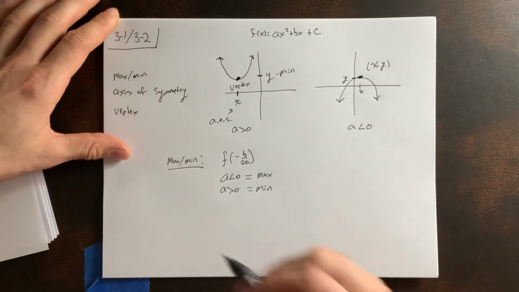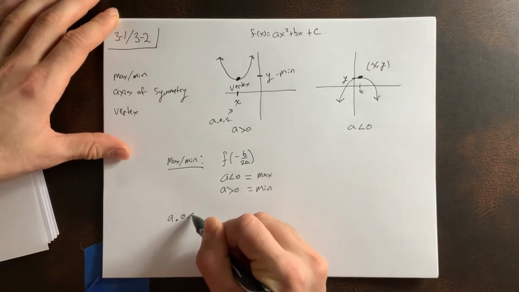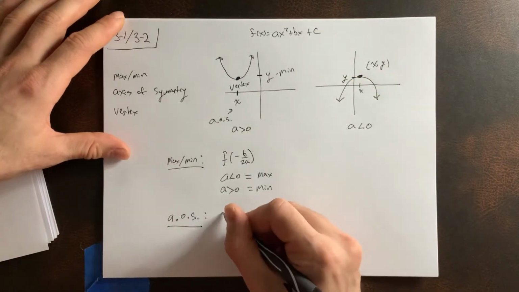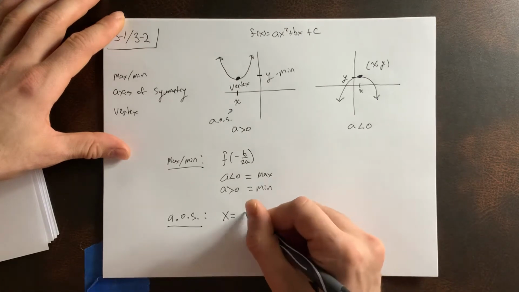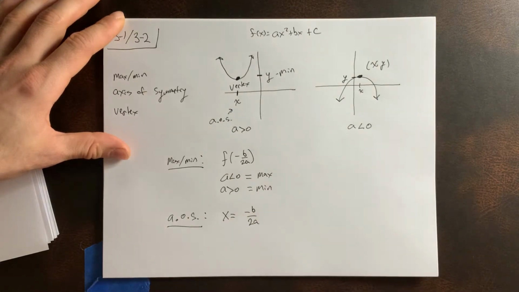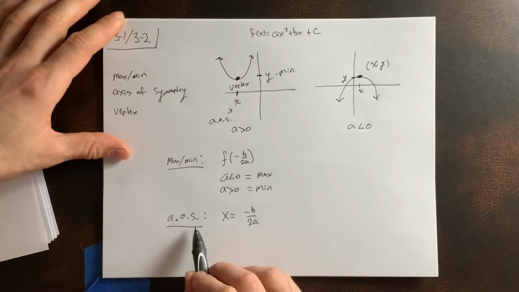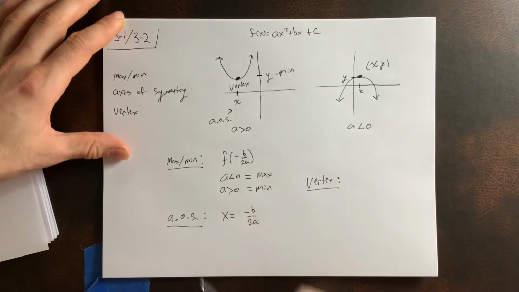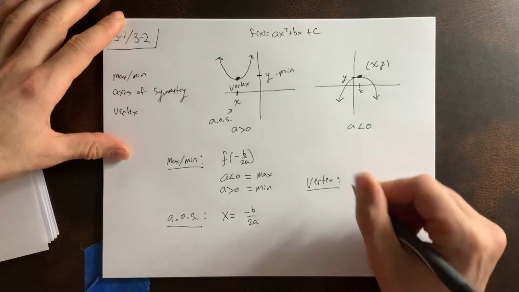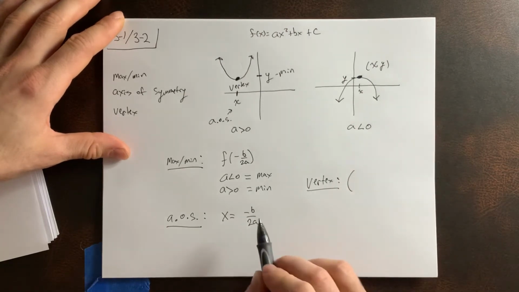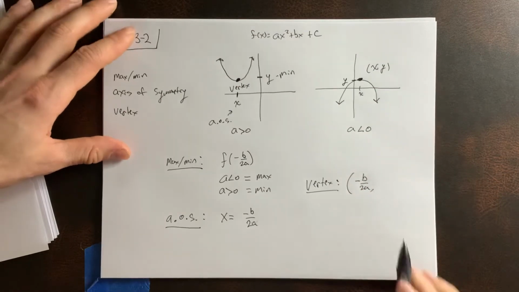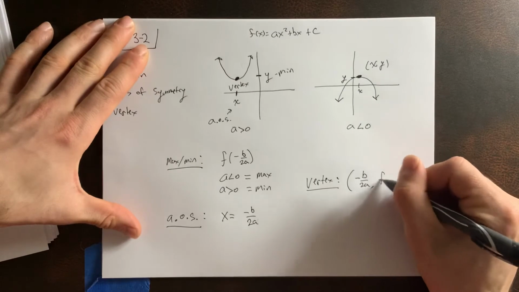Okay, the axis of symmetry. It doesn't matter what a, b, and c are, they can be whatever they want. It's always going to be this equation, x equals negative b divided by 2a. So whatever this number is, x equals that, that's the axis of symmetry. And the vertex is a combination of both of these two things that we found. The vertex is a point, so we're going to have an x-coordinate and a y-coordinate. The x-coordinate is going to be the axis of symmetry, negative b over 2a. And the y-coordinate is going to be either the max or the min, f of negative b over 2a.